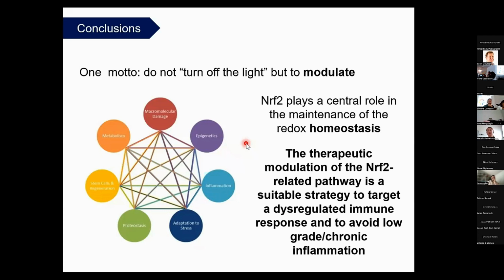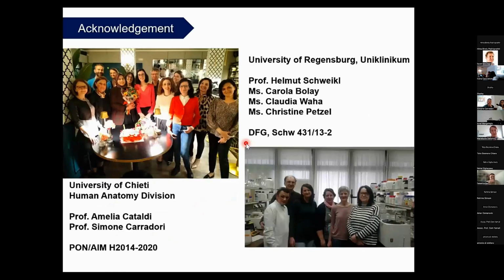and a suitable strategy to target a dysregulated immune response and avoid low-grade chronic inflammation in different inflammation-related diseases.